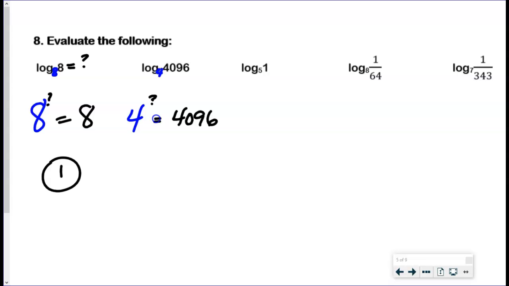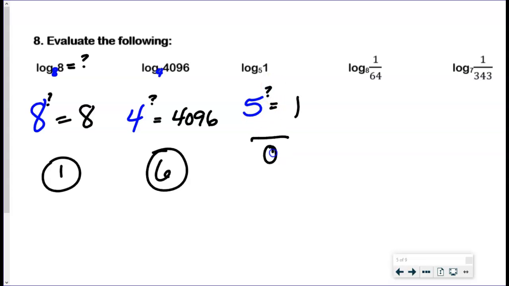I don't have a key, so I'm trying to type some things in my calculator. Looks like it's the 6th power. 4 to the 6th power is 4096. Now, be careful on this one. Some of you got this property a little confused. 5 to what power would give you a 1? Well, that's a property of an exponent. Anything to the 0 power would be equal to a 1.